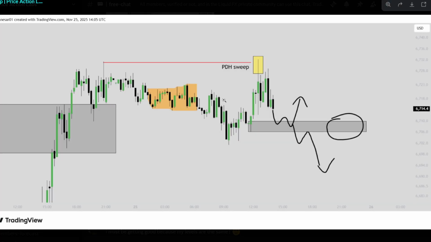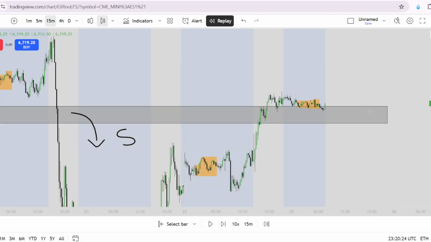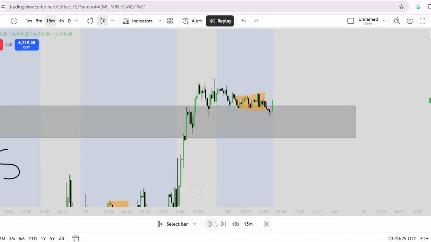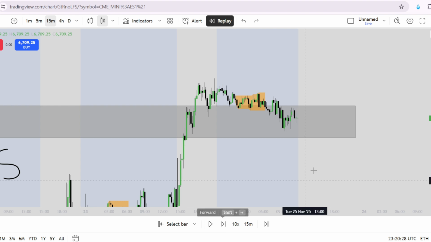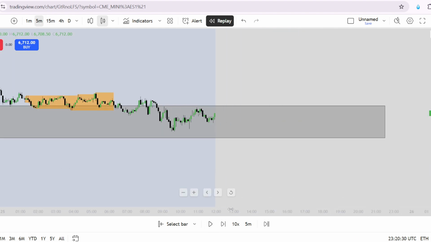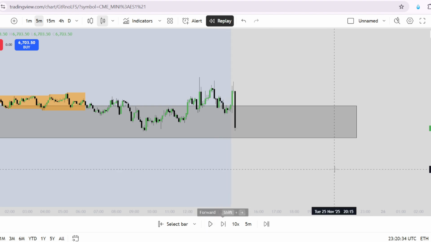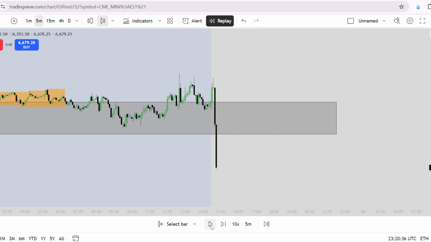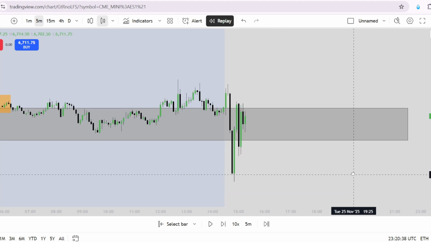I'm looking primarily at this level. It's very simple when we have a level like this. I'm just going to fast forward to market open. If we go to market open on the 5 minute, one thing that's important to note is that on this day, this particular market was super choppy. I was not a fan of this price action, but I want to break it down.